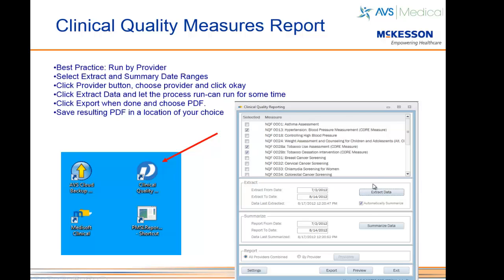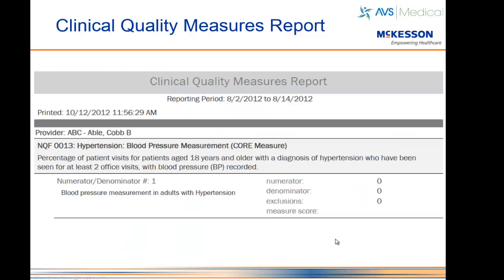This is what the actual CQM reporting utility looks like. I'll talk more about that in just a second. So when you run that, this is an image of what the report will look like. It'll have your reporting period up here, the date that you printed it, and the provider for whom you ran it. Then this report is usually, depending on how many CQMs you chose, up to 7, 8, 9, 10 pages long, and it'll have each of the objectives that you selected.